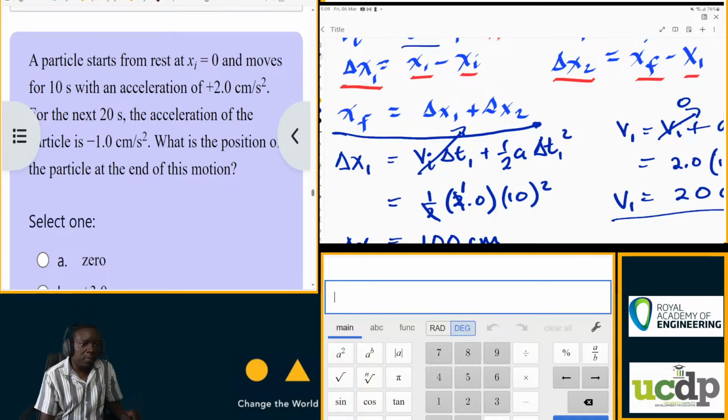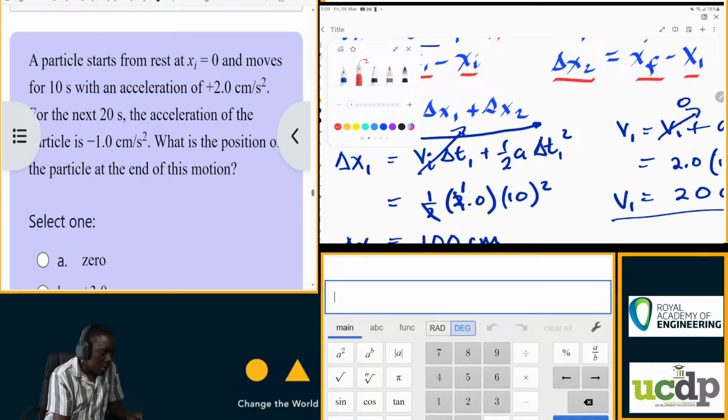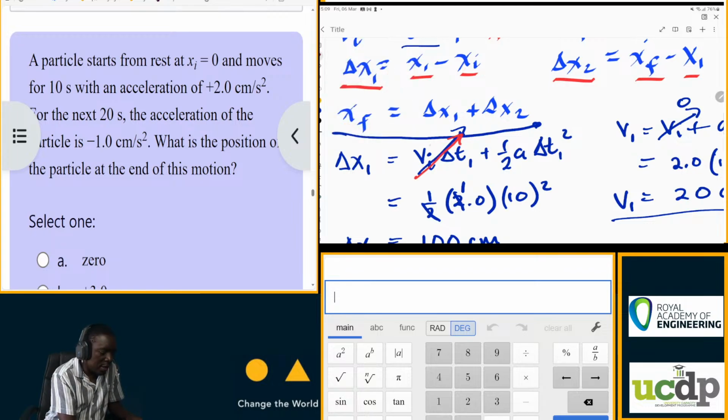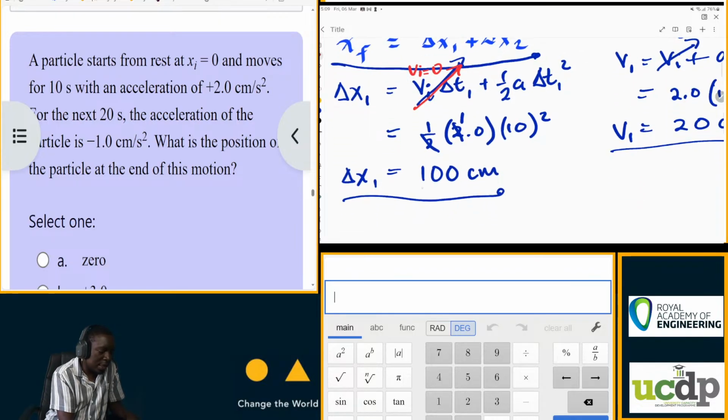Because the initial velocity is 0, we can eliminate this term. Let me change my color there. We can eliminate this because vi is 0, right? And then we remain with half a delta t1 squared, where a is 2 and delta t is 10. So 10 squared is 100, half of 2 is 1. We remain with 100 centimeters. I hope you caught that. That part of the motion covers 100 centimeters.